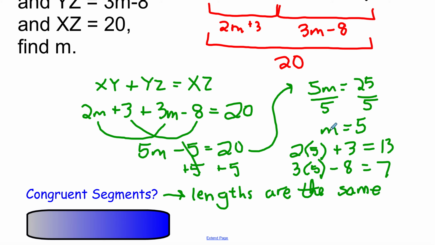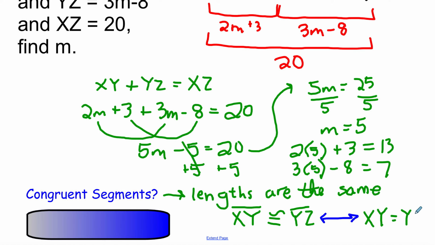And the symbol for congruence looks like this. The symbol for congruence is an equal sign with a little squiggly over the top of it. If they were congruent, we would write segment XY is congruent to segment YZ, which means the same thing as, and I really want you to understand this, the lengths XY and YZ are the same. These mean the same thing and they're just written differently.